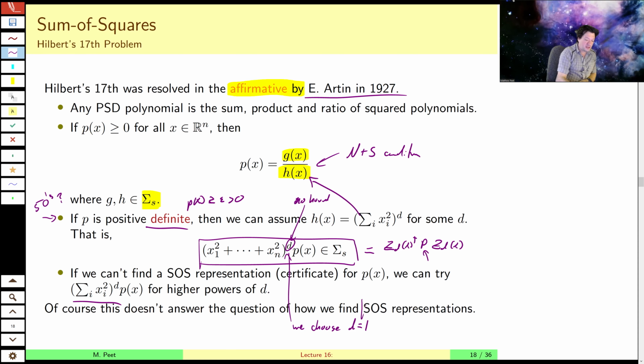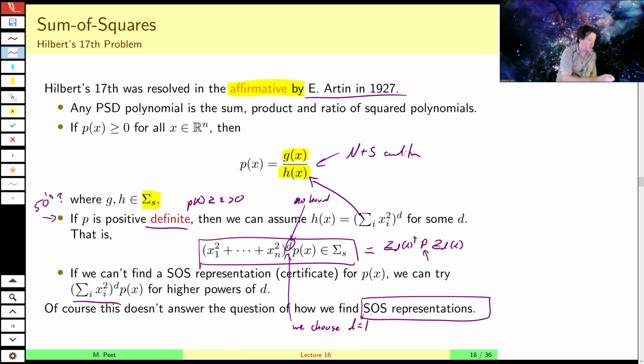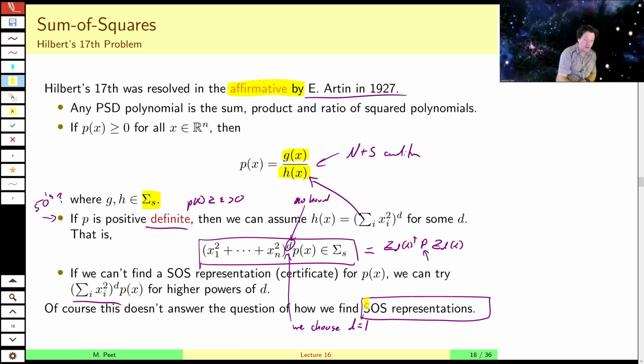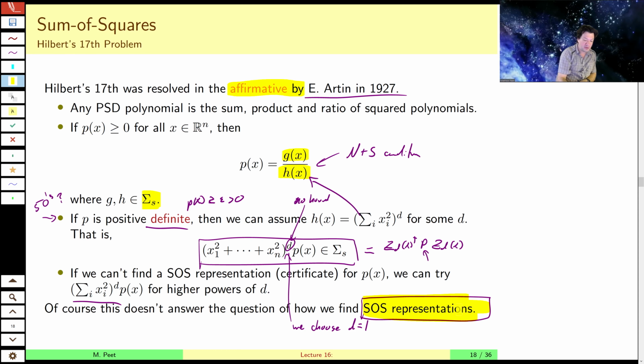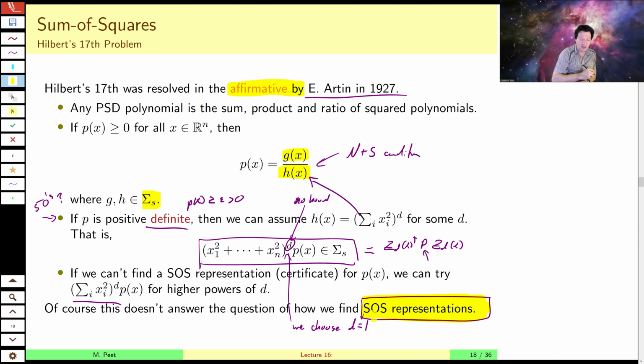Of course, now this doesn't really answer the question of how we actually find these SOS representations. How is this an LMI? Partly I'll answer that in this lecture and give some more intuition, and partly I'll answer it in the next lecture, where we talk about solvers for solving these things.